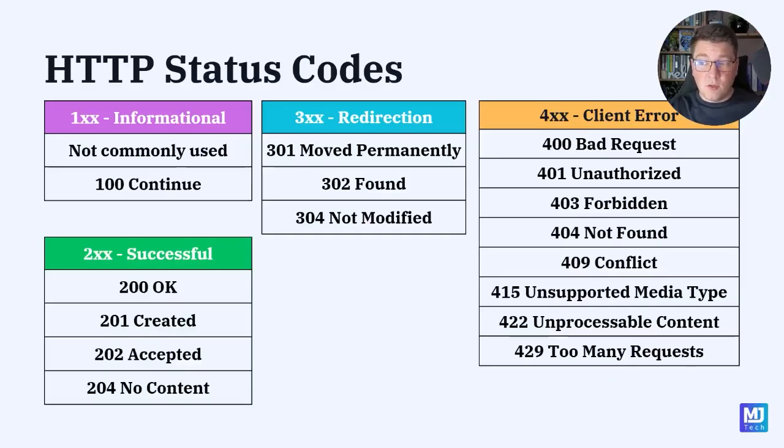422 unprocessable content is an interesting status code, to say the least. This should be used when you send a request to the server that is syntactically correct, which means it doesn't fall under 400 bad request, but for some reason, let's say because of a business rule, you aren't able to process this request. So you can reply with 422 unprocessable content.